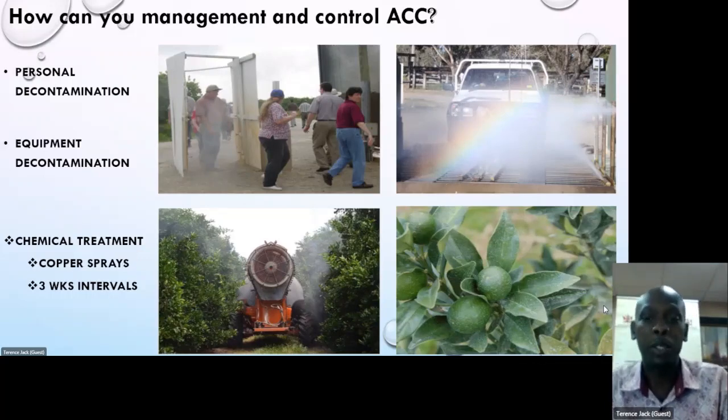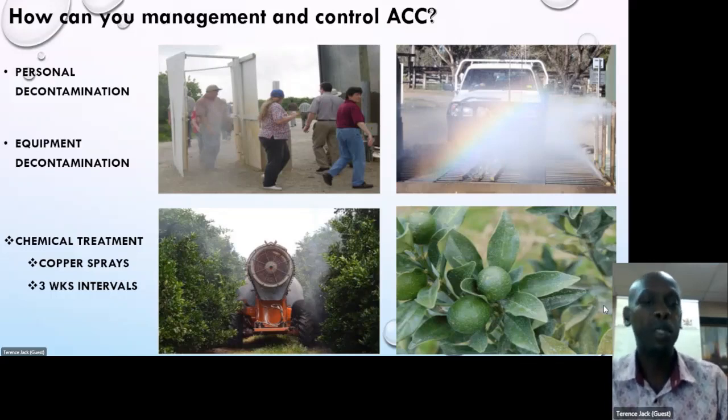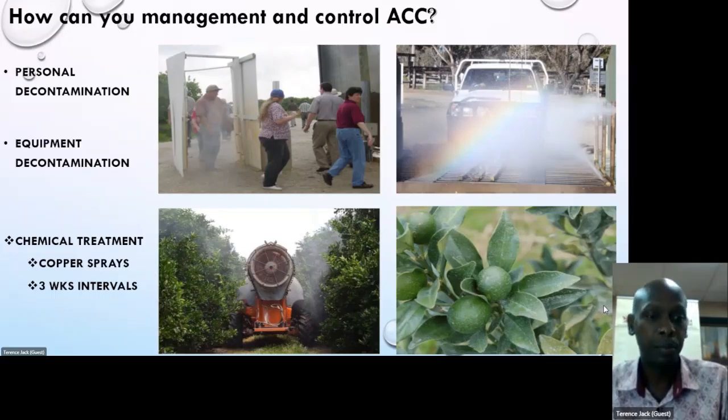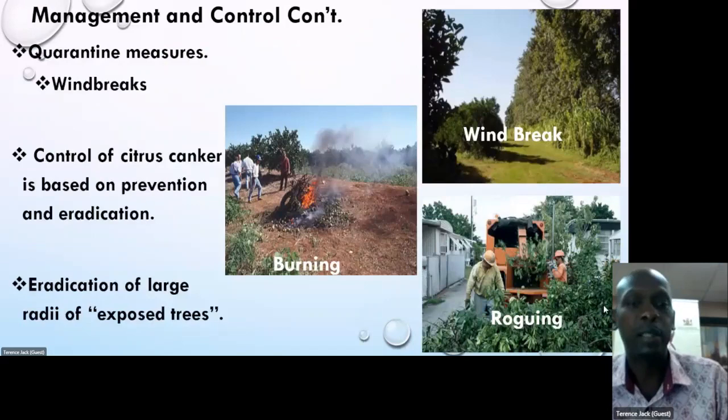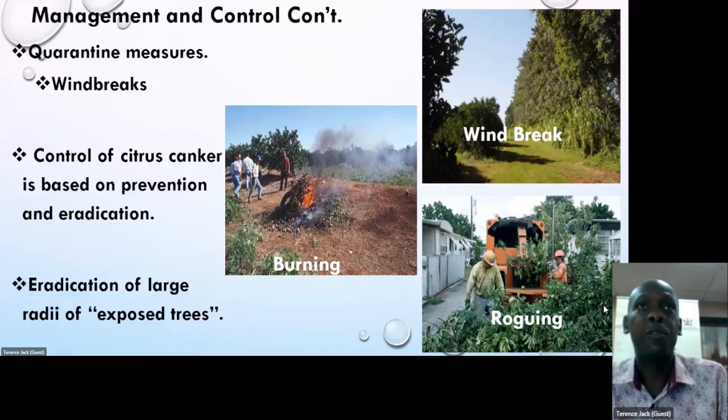Also, we have the option of utilizing chemical sprays and applications in the form of copper sprays. These copper sprays will provide a preventative mechanism and a control mechanism to prevent the disease penetration and development on your citrus farm. And these sprays can be applied at 3 weeks intervals. So you have a number of ways that we can prevent the entry of the disease into Trinidad and Tobago, and also to prevent the disease entry onto your farm. That being from a holistic point of view and from a personal responsibility perspective.